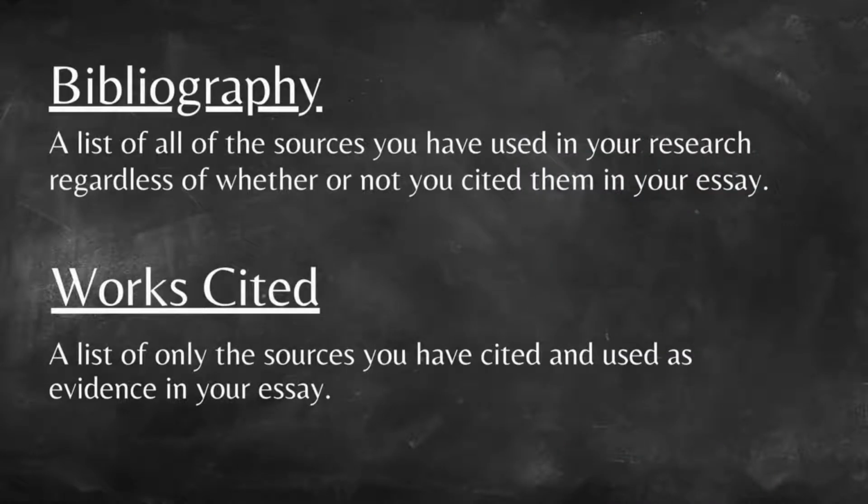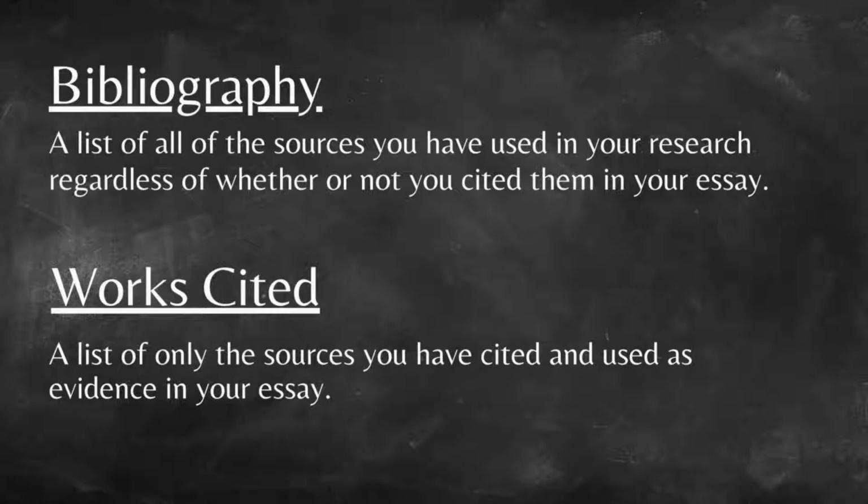So first things first, I just want to explain what the difference is between a bibliography and a works cited page. A bibliography is something that lists all of the sources that you've used for research, regardless of whether or not you cited them in your essay. So anything that you have looked at to help you get the information that you needed to write it, all of this goes together on that references page at the very end, and that's what we call a bibliography.